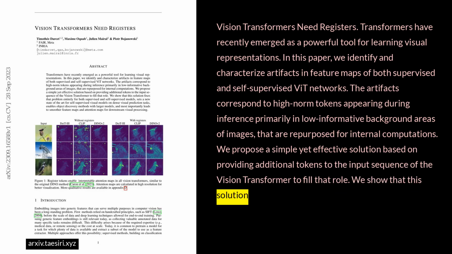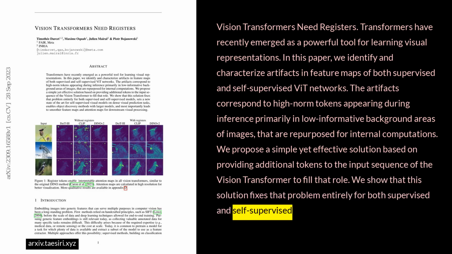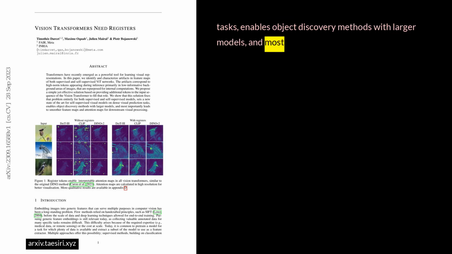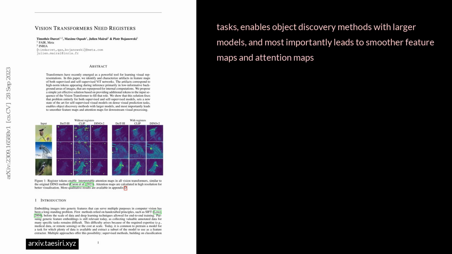We show that this solution fixes that problem entirely for both supervised and self-supervised models, sets a new state-of-the-art for self-supervised visual models on dense visual prediction tasks, enables object discovery methods with larger models, and most importantly, leads to smoother feature maps and attention maps for downstream visual processing.